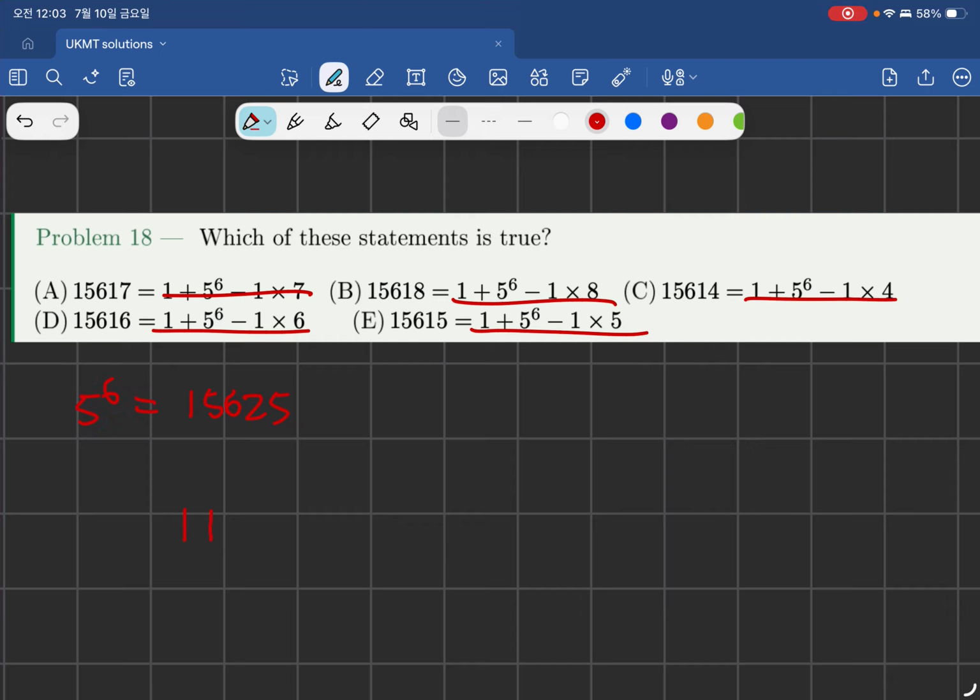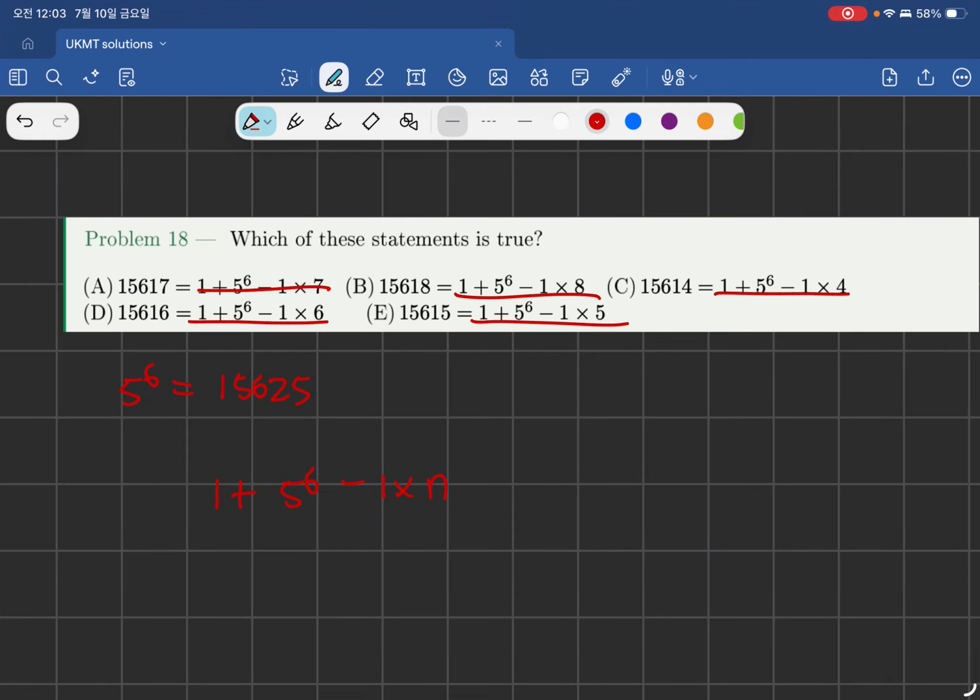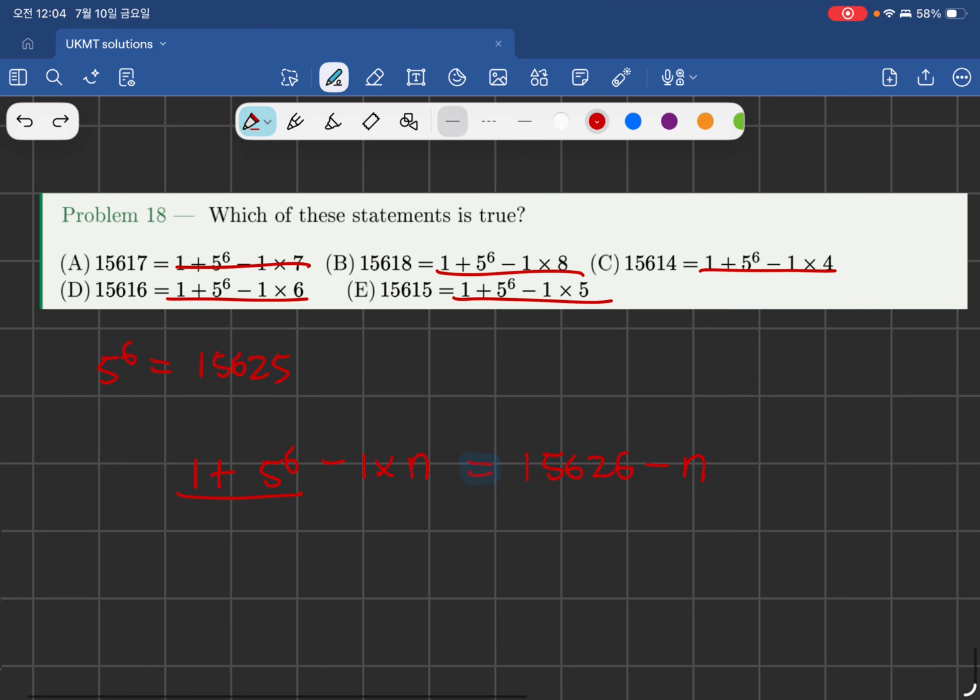Now looking at every equation, we have a common pattern here. We have 1 plus 5 to the power of 6 minus 1 times n, and n is different for all options. And this means that 1 plus 5 to the power of 6 is 15626 minus n. Now this is the equation for all answer choices.